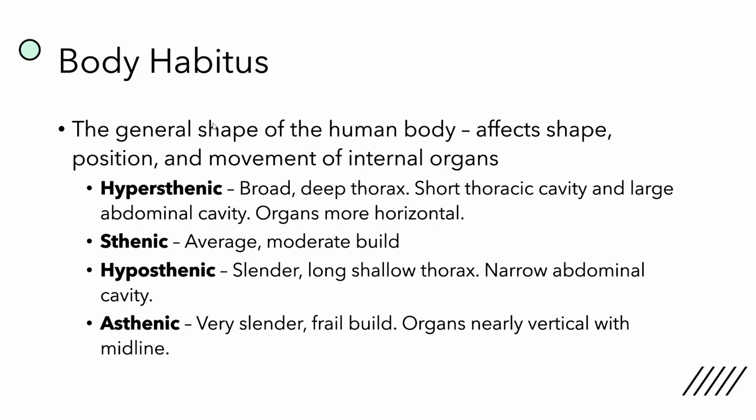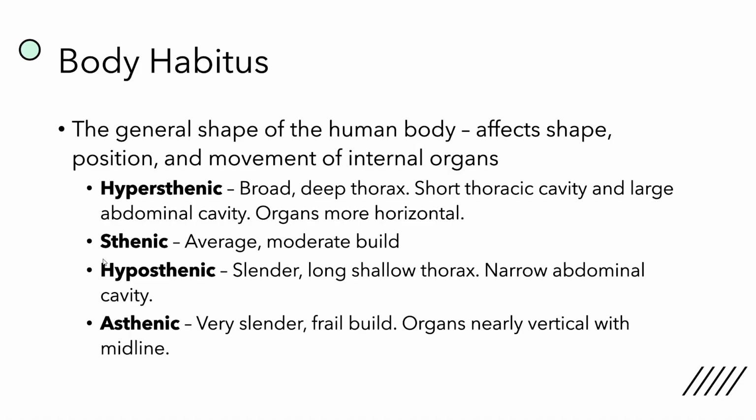So if somebody is considered hypersthenic, that means that they have a really broad, deep thorax, their thoracic cavity is more short, and they have a larger abdominal cavity. So their organs tend to be shifted to be a little bit more horizontal. We might see the stomach sitting at more of a horizontal angle rather than a little bit more of a vertical angle. An average-sized person is considered sthenic. Average, moderate build. This is usually a textbook anatomy type of case.